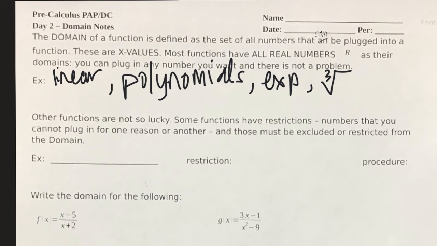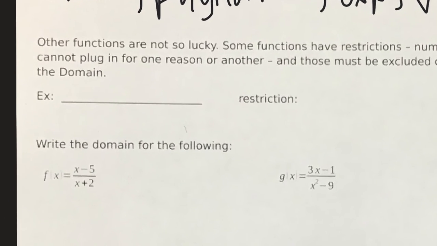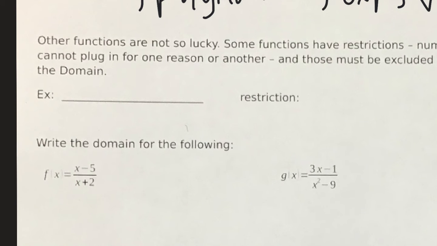So most of them are pretty good as far as not having any food allergies, as is the general population. Normally they're okay with eating anything they want whenever they want. Okay, but there are some that do, like this one. Other functions are not so lucky. So as you see these two examples, f and g, these are both examples of rational functions. They have a variable in their denominator and they are written as a fraction. Just like rational numbers can be written as fractions, rational functions are written as fractions.